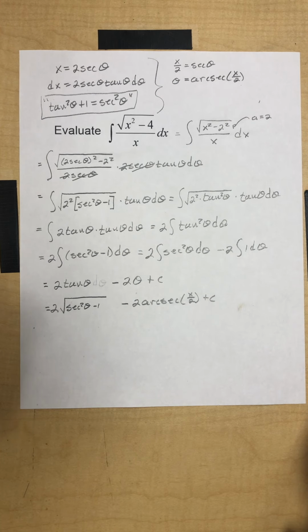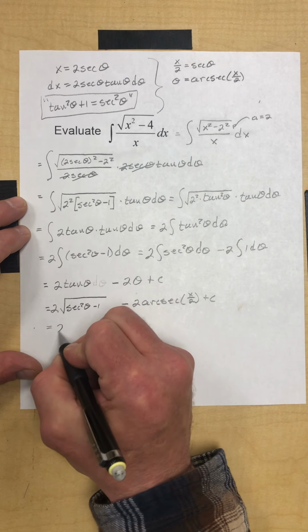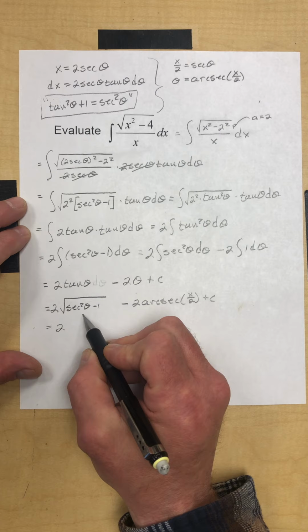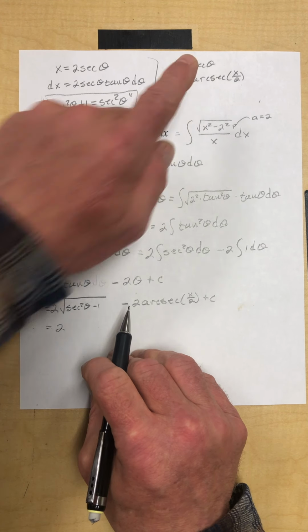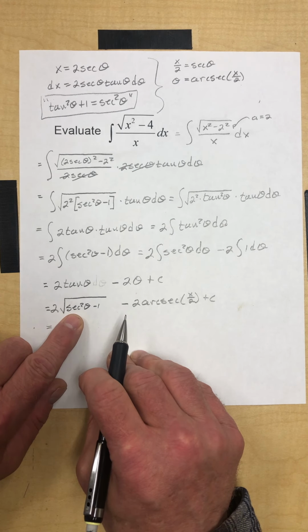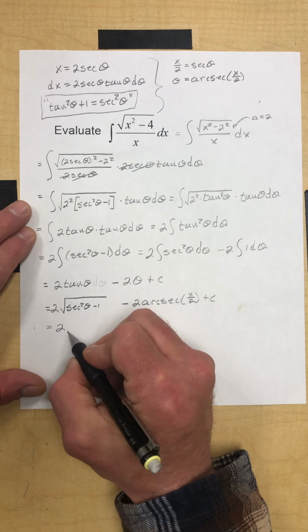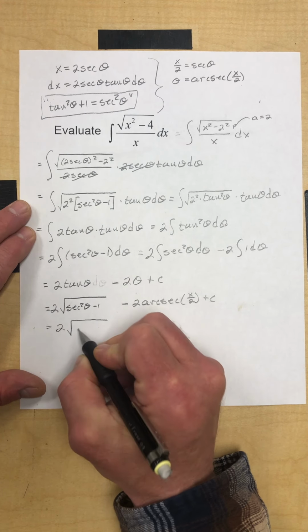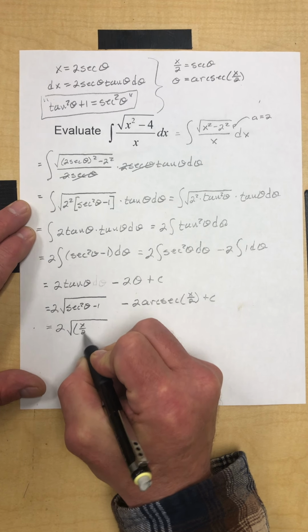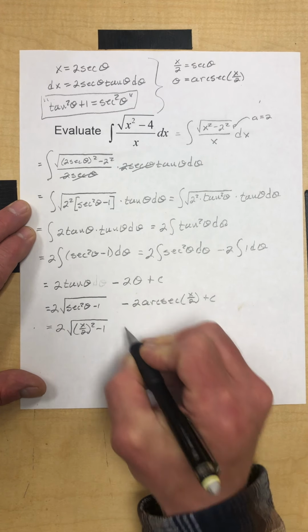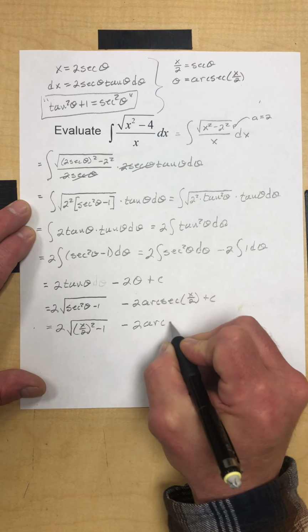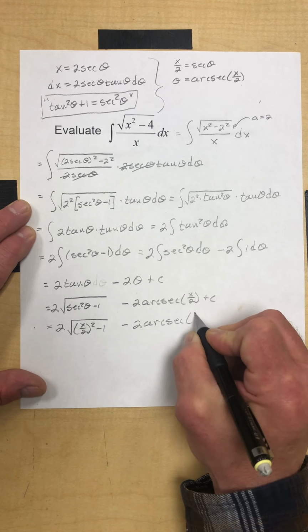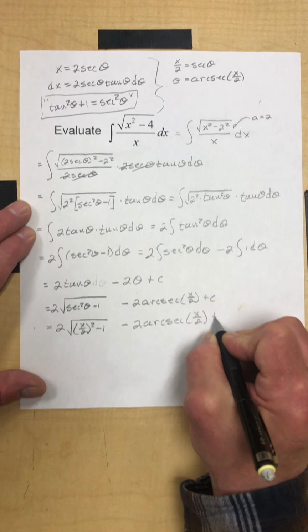Okay, so what can I do here? I've got something for secant. Notice that secant is x over 2. So this right here would be the square of x over 2. So I get square root of x over 2 squared minus 1, minus this part of it I'm done with, 2 arc secant of x over 2 plus c.